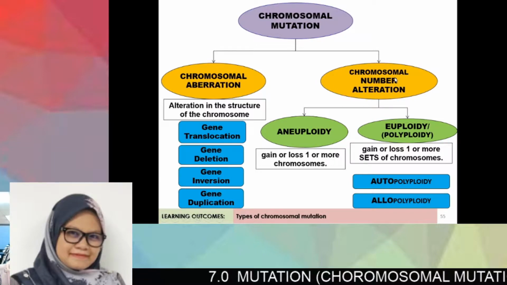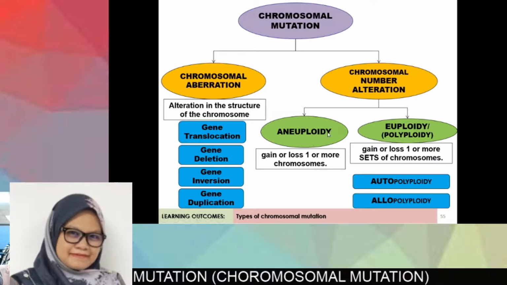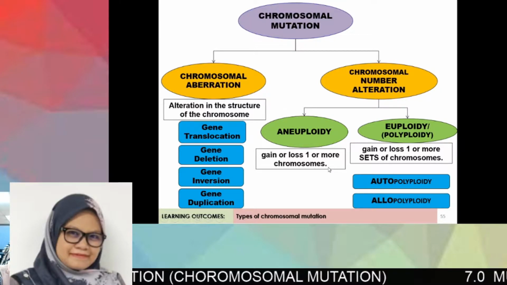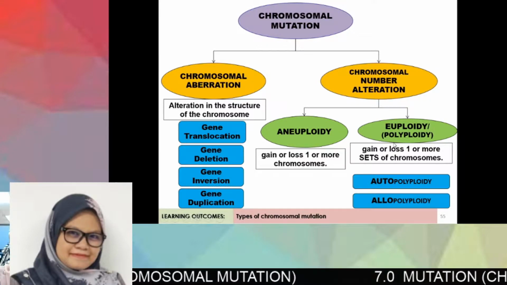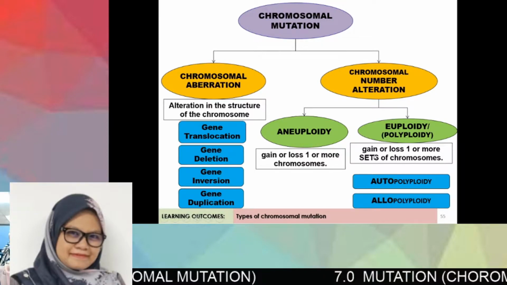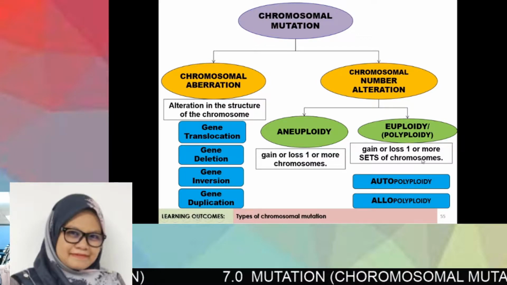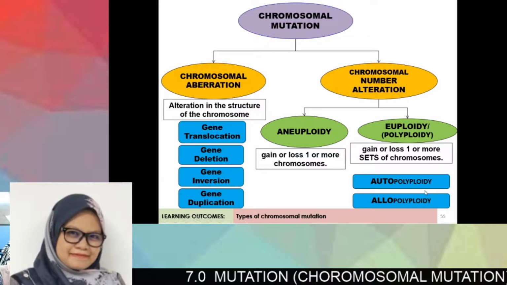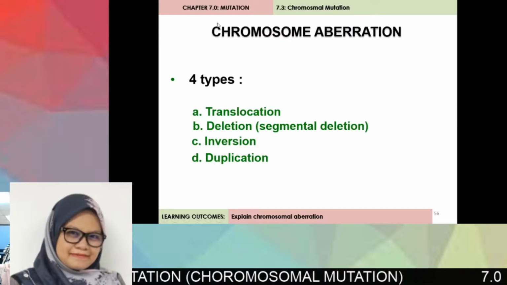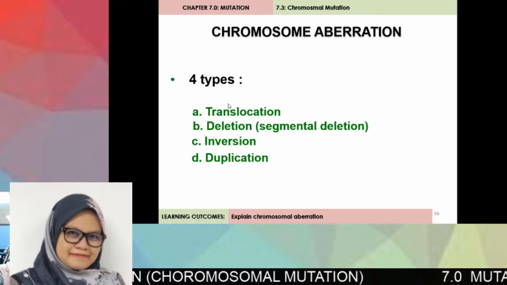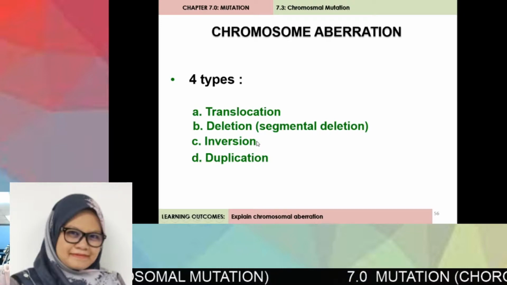And then for chromosomal number alteration, we have two types. The Aneuploidy is referred to gain or loss of one or more chromosomes. And then Euploidy, also known as polyploidy, is gain or loss of one or more sets of chromosomes. So for Euploidy, we have two: auto-polyploidy and allo-polyploidy. So for chromosomal aberration, we have four types: gene translocation, gene deletion, gene inversion, and gene duplication.